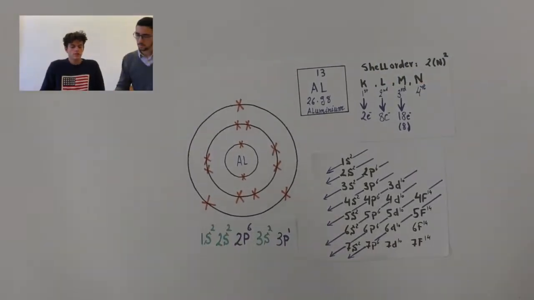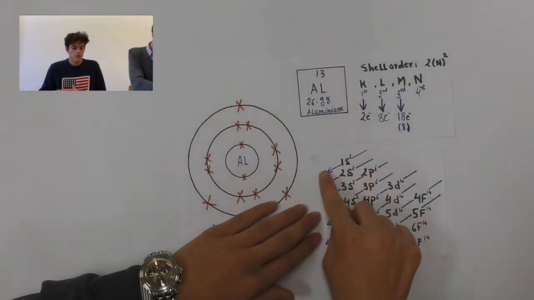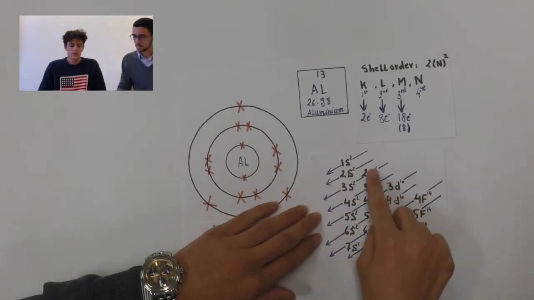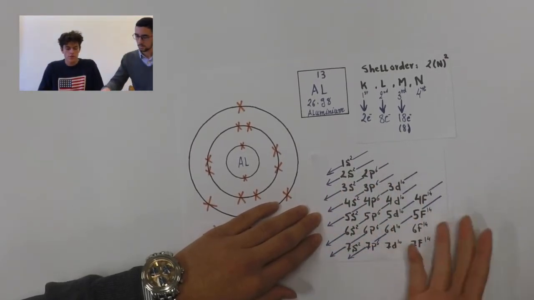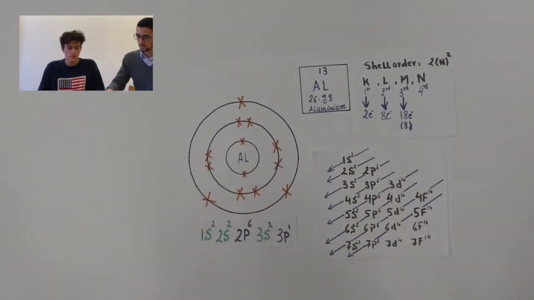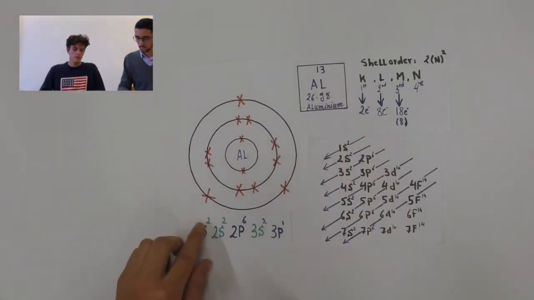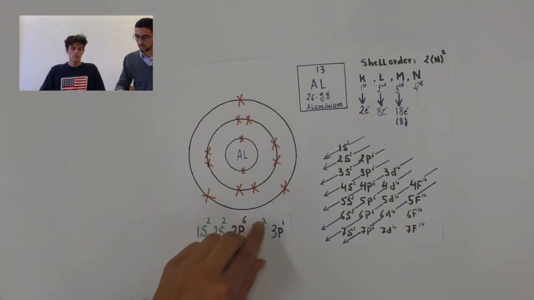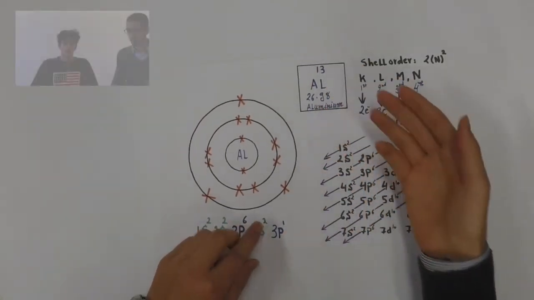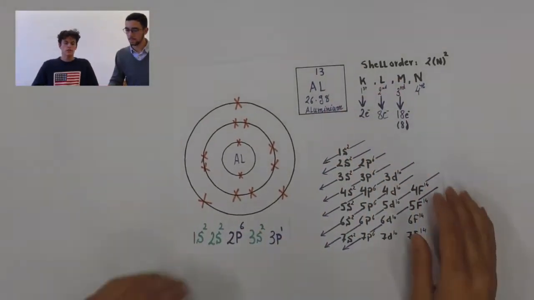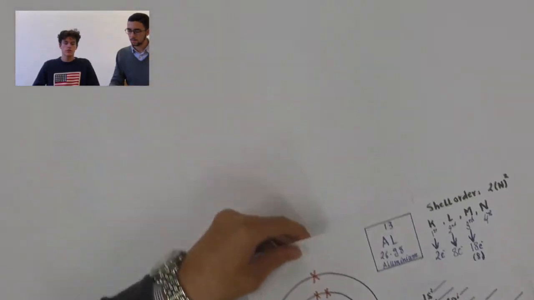This table right here shows the order in which you put the electrons in each orbital. So it starts out with 1s2, 2s2, 2p6, 3s2, 3p6, 4s2, and so on. And right here we see a different way of putting it, as this is electron configuration. It's 1s2, 2s2, 2p6, 3s2, and 3p1. And these electrons combine to a total of 13 electrons.